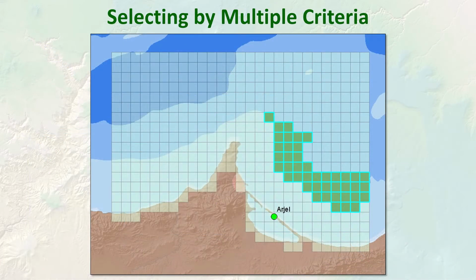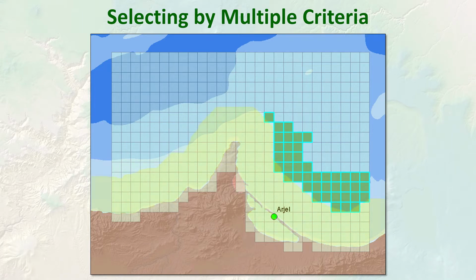Okay, now moving on. Selecting by multiple criteria. Usually your selection is based on multiple criteria, like in this example here. This is an example I did several years ago. We had this grid of potential fishing areas off the coast of Morocco in northern Africa. We were trying to figure out which ones would be suitable for fishing if you were based in this port.